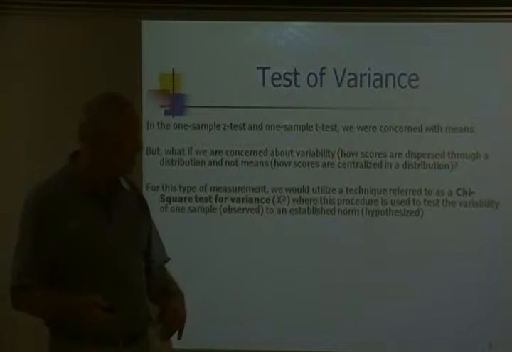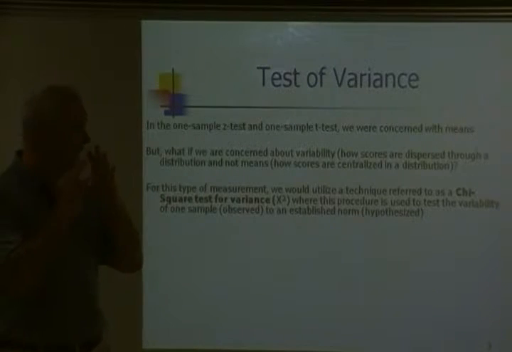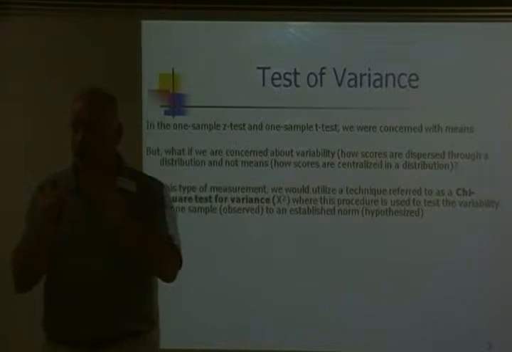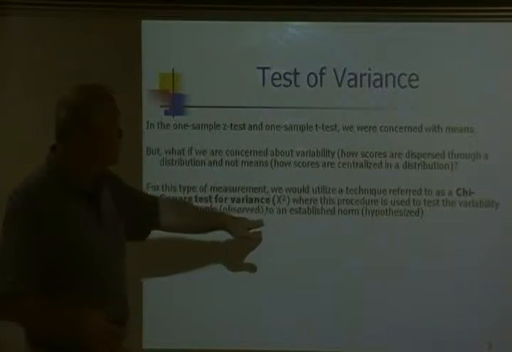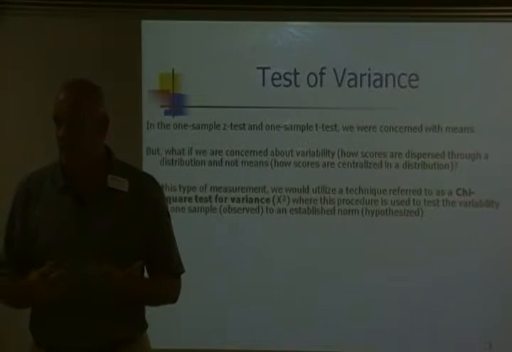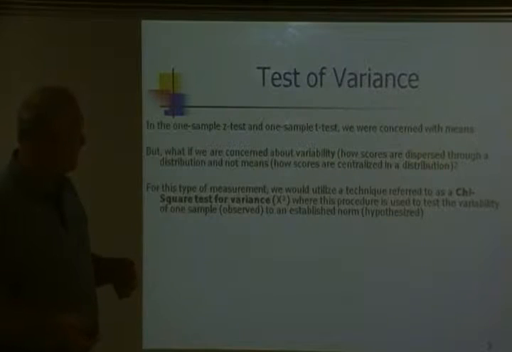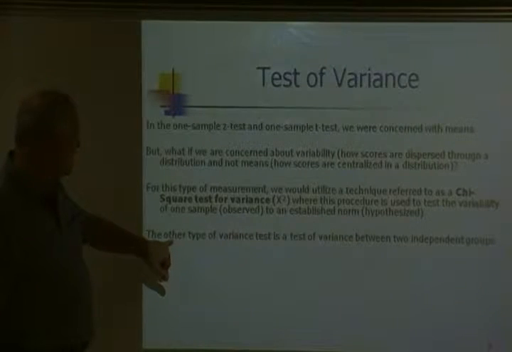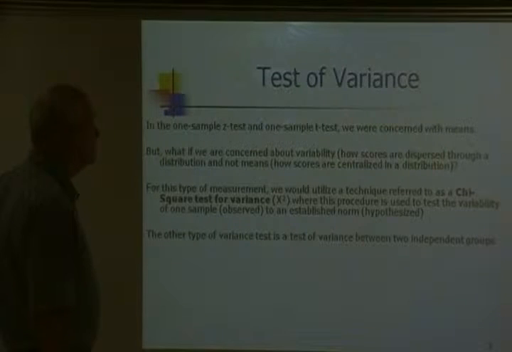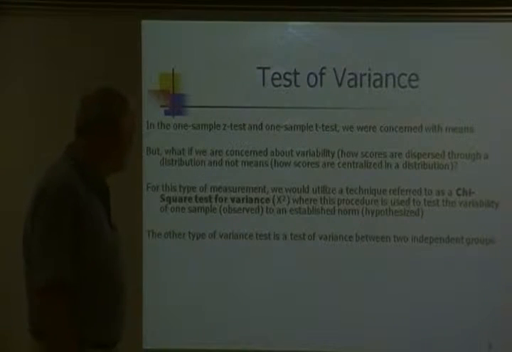So for this type of measurement, we're going to utilize a technique known as a chi-square test of variance, where the procedure is used to test the variability of one sample, which is the observed, to an established norm or a hypothesized norm of variability. The other type of variance test is a test of variance between two independent groups.